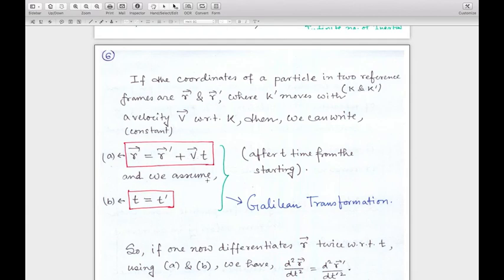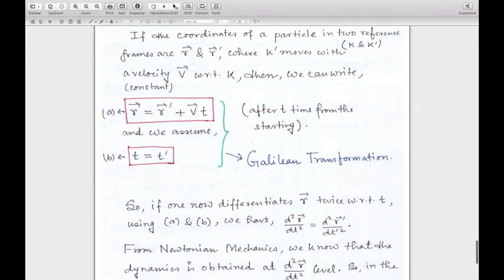And the second thing is nothing but an assumption. The first one we just said from our construction. The second thing is an assumption, and we assume that t in the unprimed frame and the primed frame are the same. So that is the fundamental assumption of non-relativistic mechanics. It's called the assumption of absolute time. Both of these together define the rule of Galilean transformation.